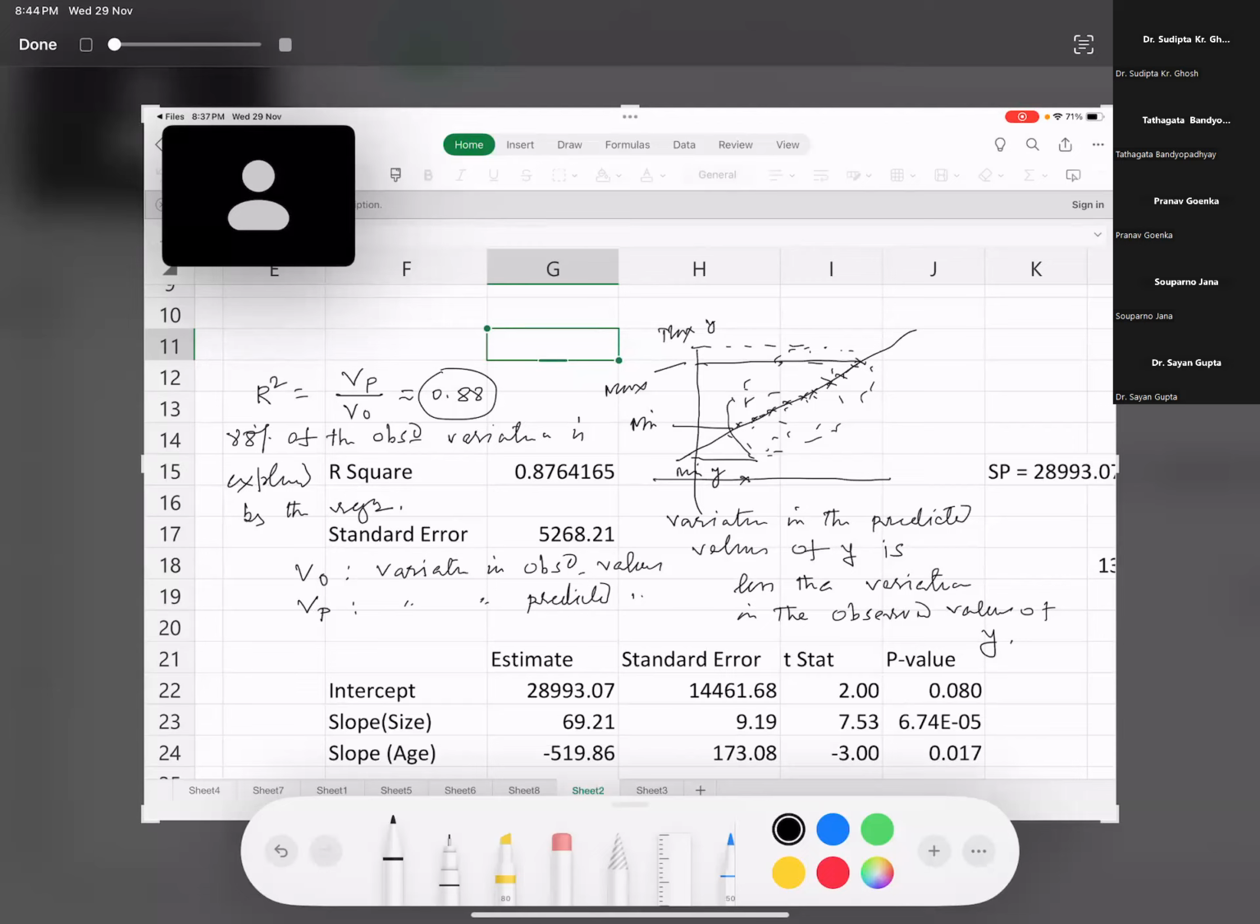I think here I will stop. This is where I will stop.